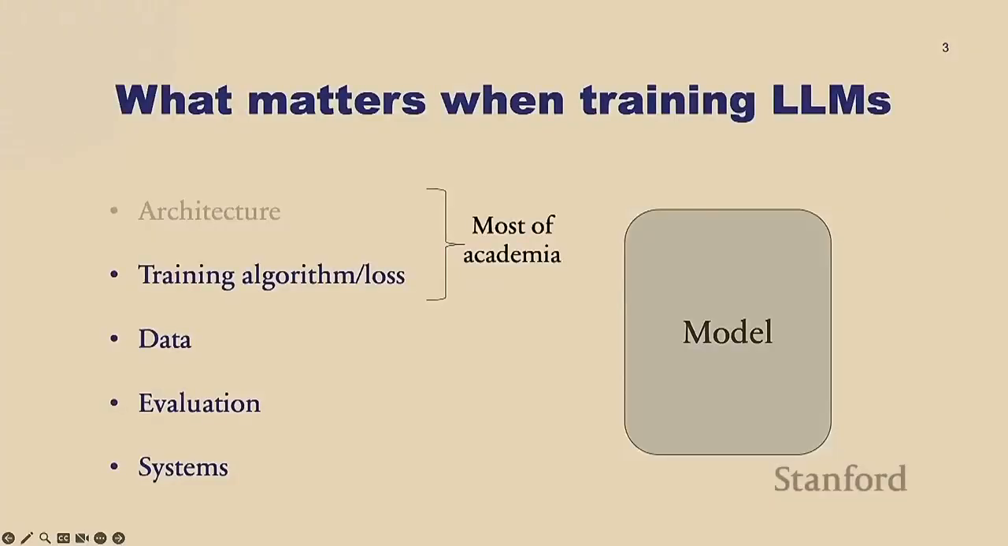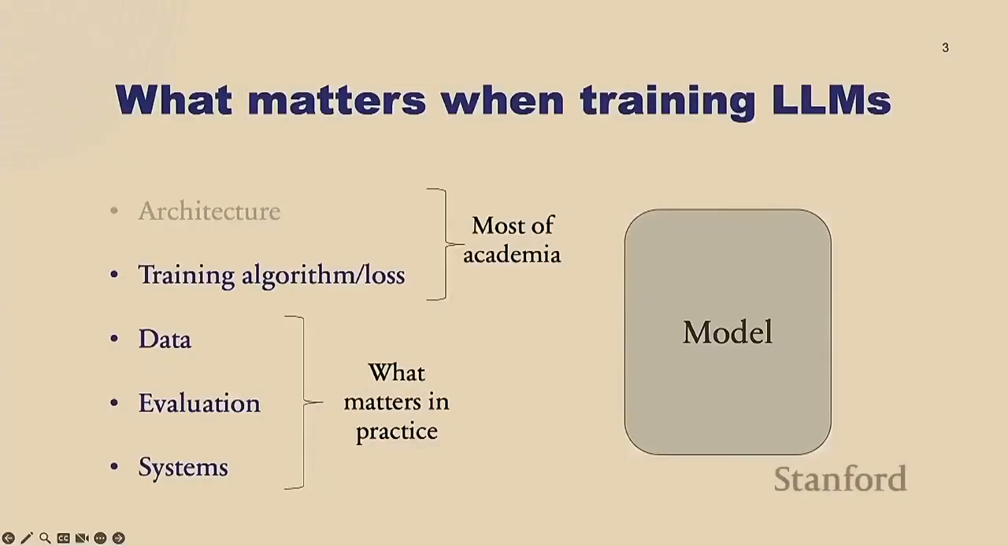Another thing to say is that most of academia focuses on architecture, training algorithms and losses. As academics, and I've done that for a big part of my career, we like thinking that this is important, since we make new architectures and new models. But in reality, honestly, what matters in practice is mostly the 3 other topics: data, evaluation and systems, which is what most of industry actually focuses on. That's also one of the reasons why I don't want to talk too much about the architecture, because the rest is super important.